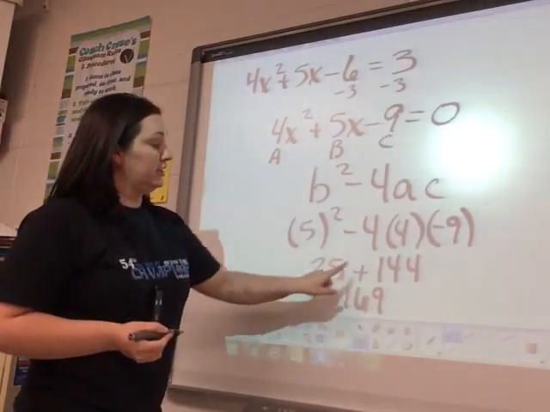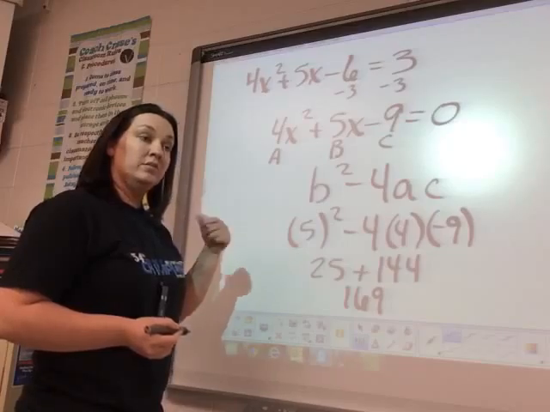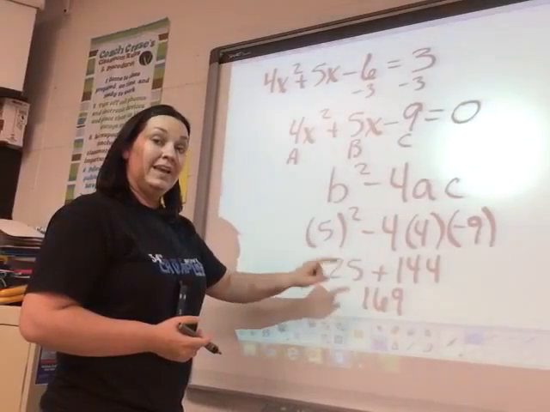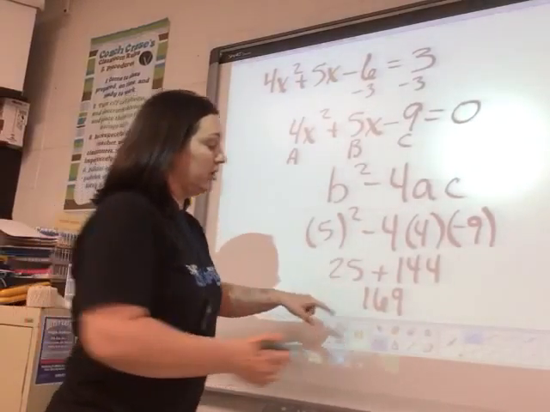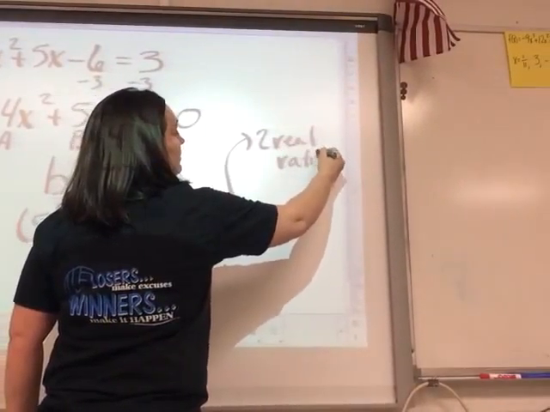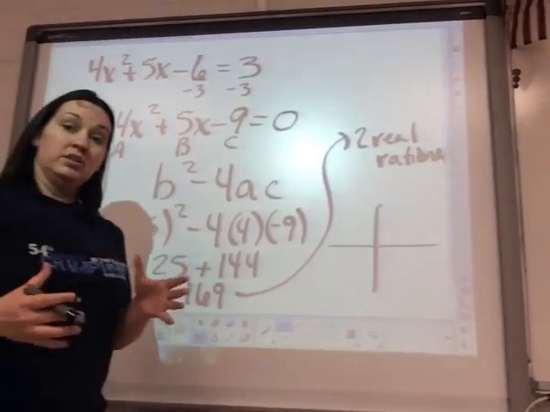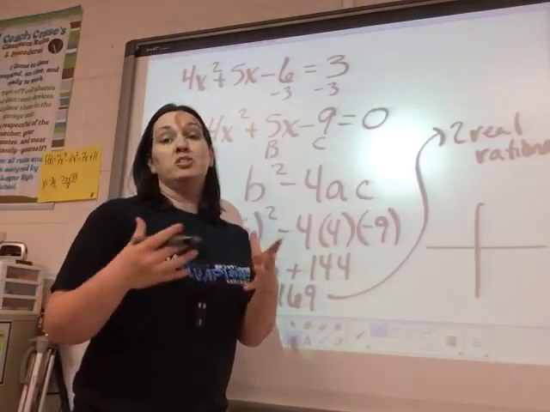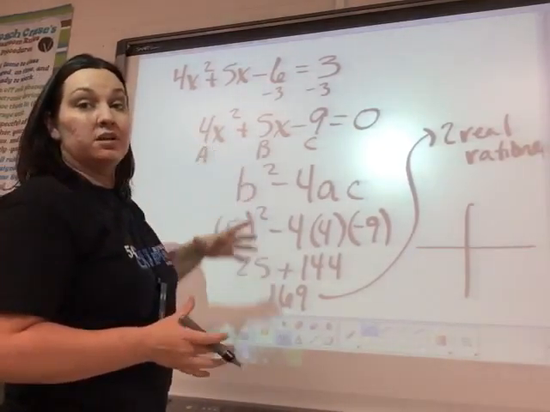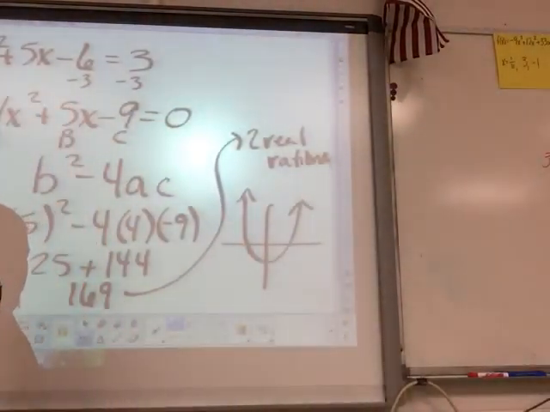So, looking at this, let's classify. Do it without the screen if you can. If you can't, you can go back to your notes at the beginning of the video. 169 is perfect and it's positive. So a perfect positive is going to be 2 real rational. What does that look like graphically? Are you going to touch the x-axis twice? That happens to be 2 very nice, pretty numbers. Positive a value means concave up, so it may look something like that. Okay?